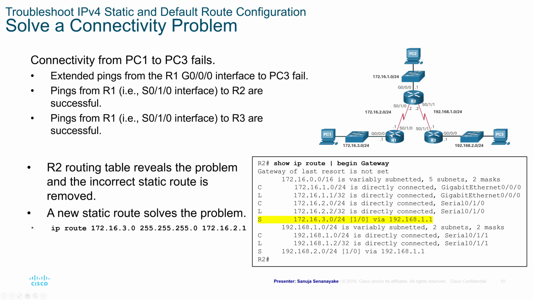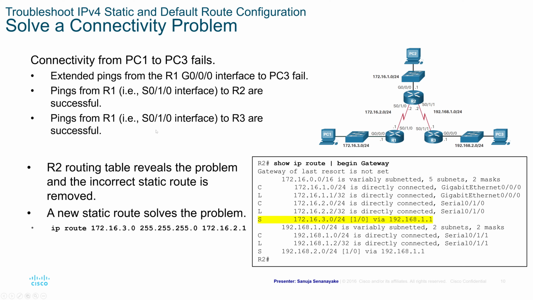Extended pings from the R1 G0/0 interface to PC3 fail. So it tries to ping PC3 and it fails. The pings from the R1 S0/1/0 interface to R2 are successful. So if you ping from here to here, it's fine, but if you ping all the way to here, it's not.